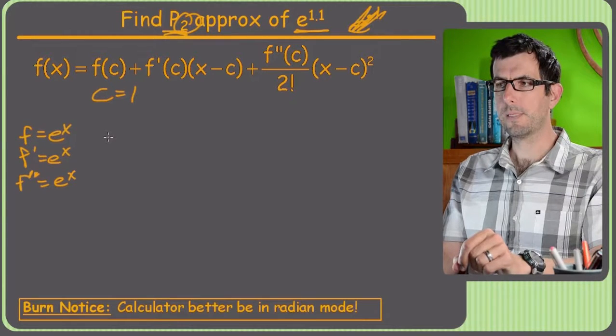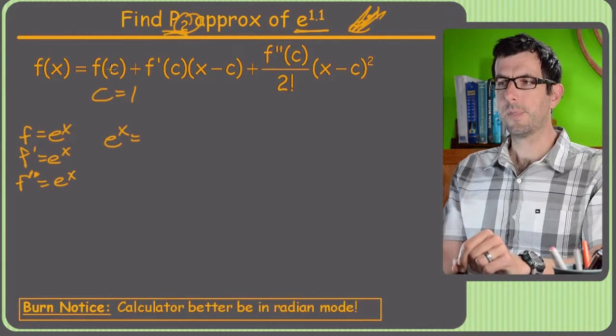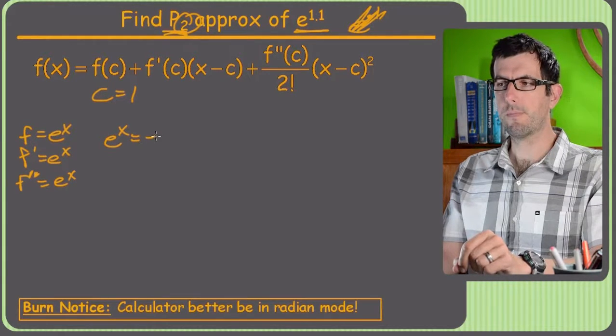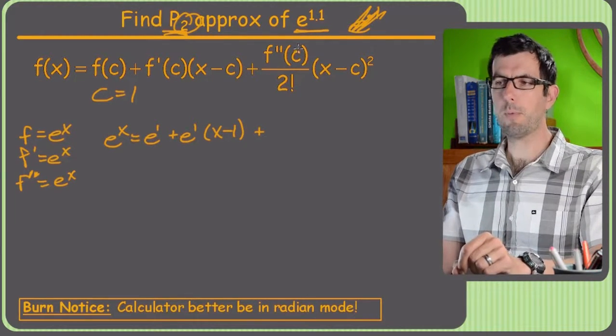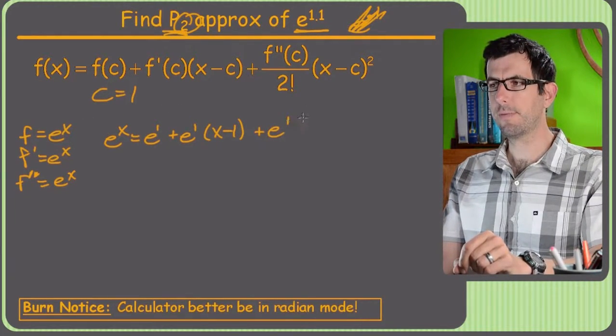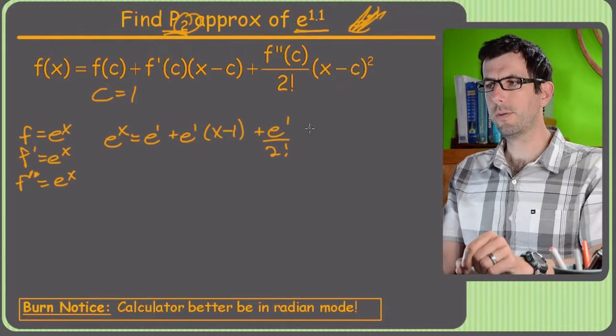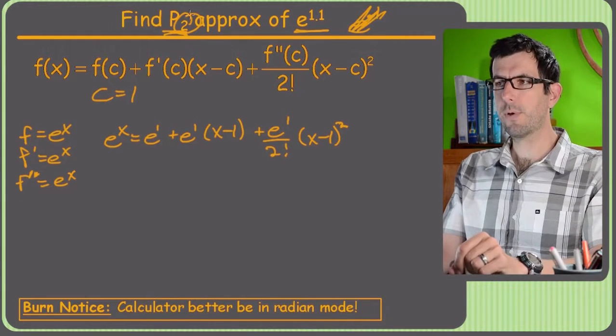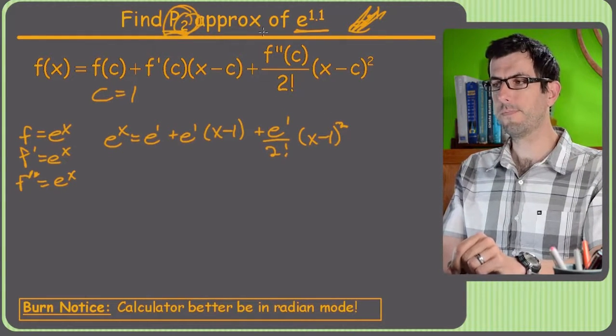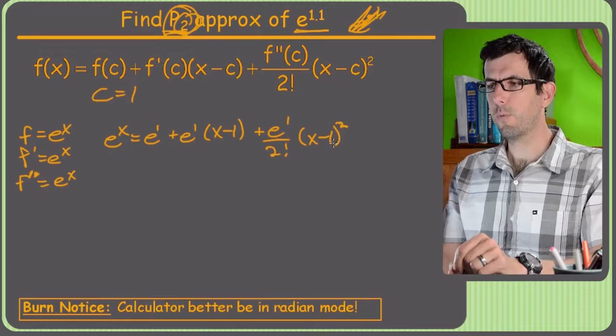Alright, so that means that e to the x. So f of 1, since I'm centering at 1, I need f of 1, which is e to the 1, plus f prime of 1, which is also going to be e to the 1, times x minus 1, plus f double prime of 1, that's also e to the 1, over 2 factorial, times x minus 1 squared. Alright, so it's that quick to come up with the 2nd degree Taylor series around 1.